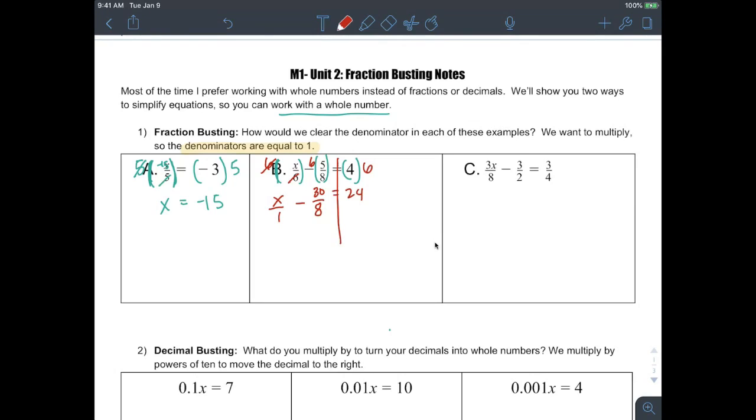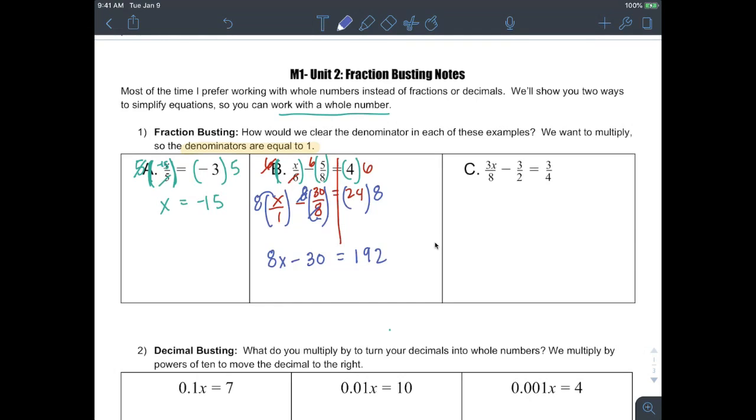So now I have to clear this divide by 8 right here. So I'm going to multiply both sides by times 8. So first fraction, go ahead and multiply by times 8. I get, let's see, 8 divided by 8 is 1. I get 30 is equal to 192. And then multiply my 8 in. So 8x minus 30 is equal to 192.